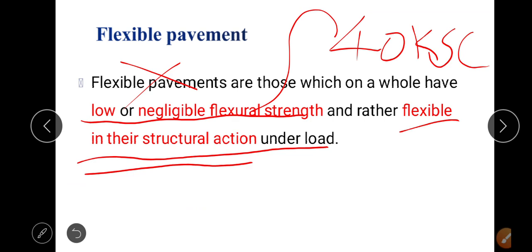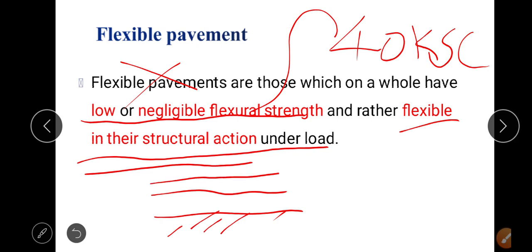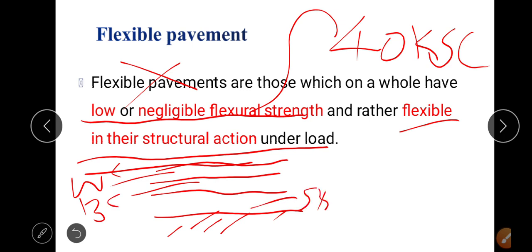For example, I will draw two simple figures. Afterwards we will see the printed figure. Suppose this is the soil subgrade, this is the subbase course, this is the base course, this is the wearing course, right? This is the wearing course, WC, this is the base course, BC, this is the subbase course, SBC, this is the soil subgrade, SG, right?